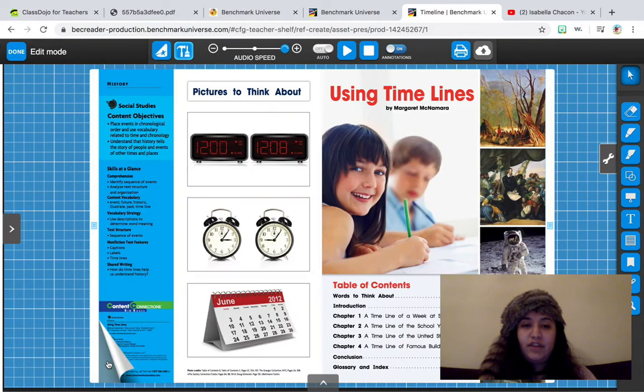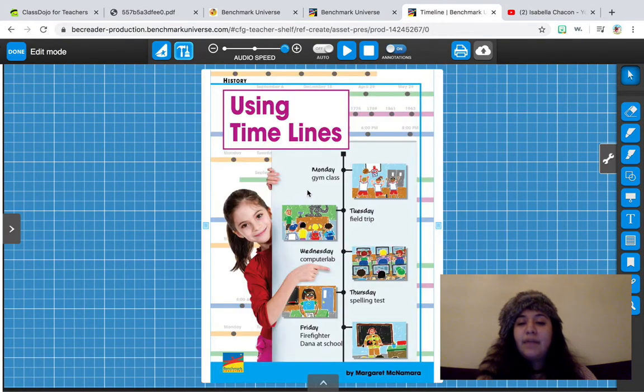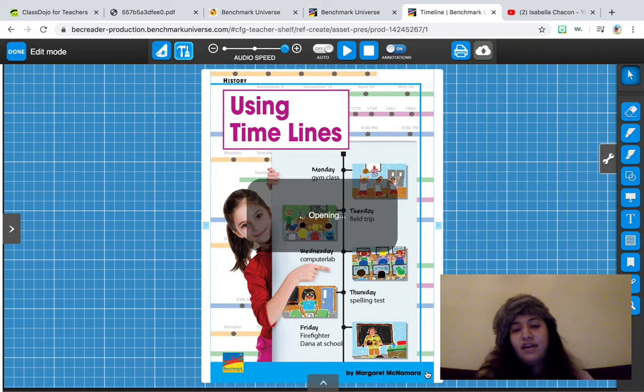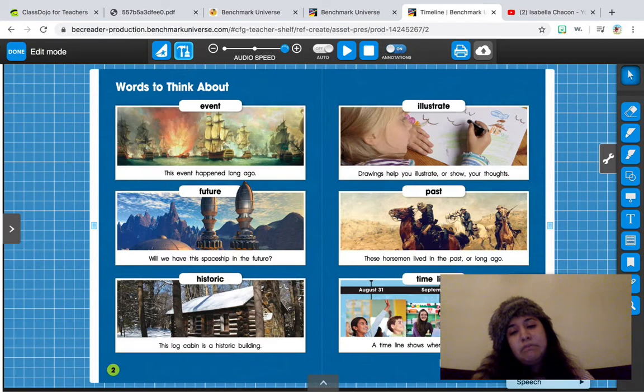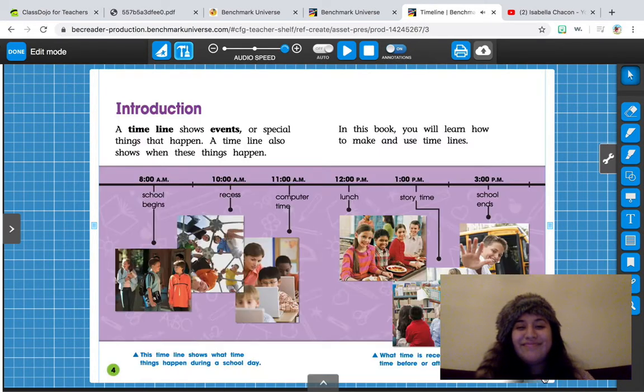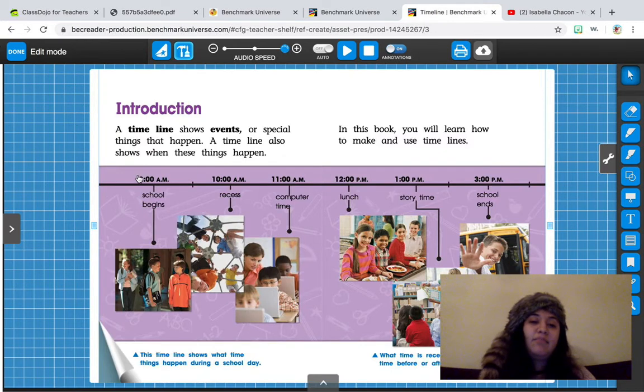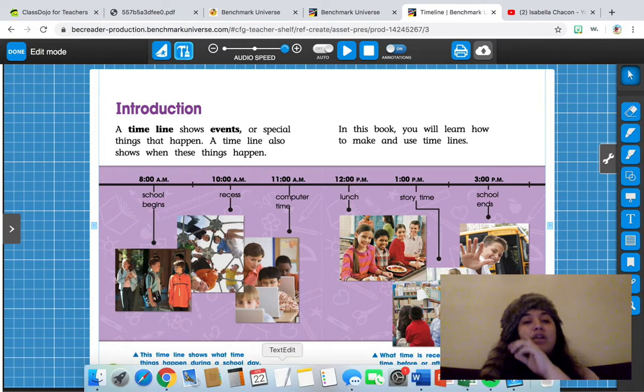And I'll show you our other timeline right here. In this timeline, it was by days. So it was Monday, Tuesday, Wednesday, Thursday. And then in this timeline, it's by times. So like the times in a day. So let's look at it. At 8 a.m., school begins. And look, there's a picture. So we have our time, we have our title, and we have our picture. So that's something that you need in all your timelines.